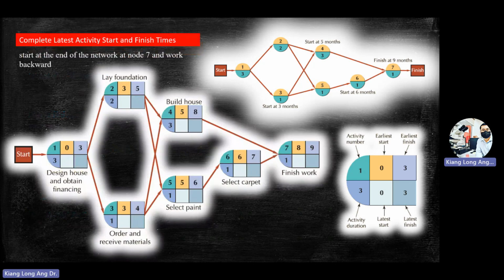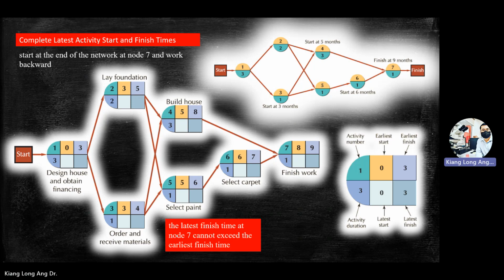So let's start at the end of the network at node 7 and work backward. So we do here. The latest time at node 7 cannot exceed the earliest finish time. So what is the number? First, 9. Earliest finish time at node 7 cannot exceed the earliest finish time.